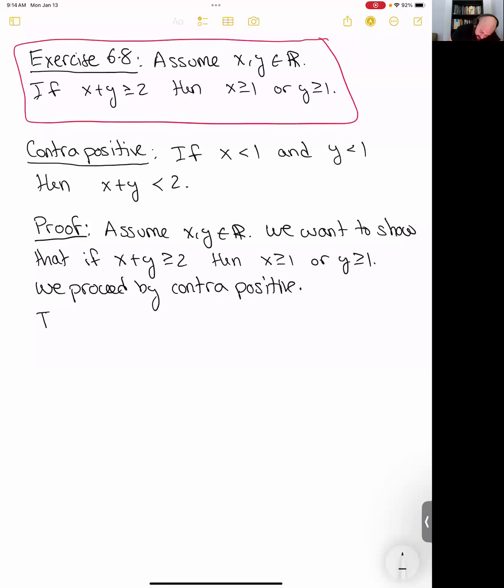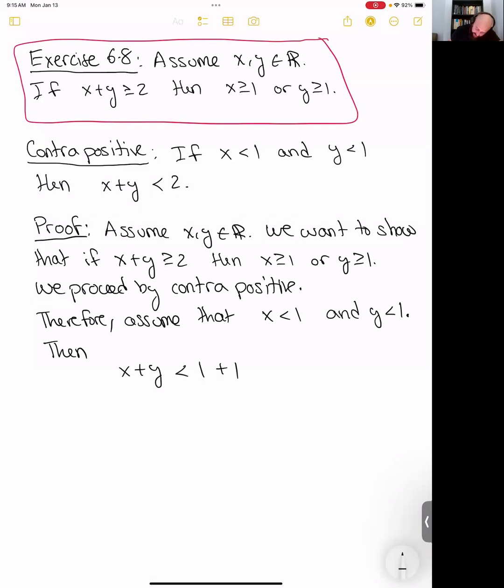So therefore, assume that x is strictly less than 1 and y is strictly less than 1. Then, well, it kind of falls in our lap. So then x plus y, well, x is strictly less than 1 and y is strictly less than 1, so x plus y is strictly less than 2. And we are done.